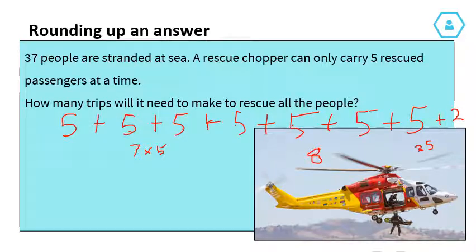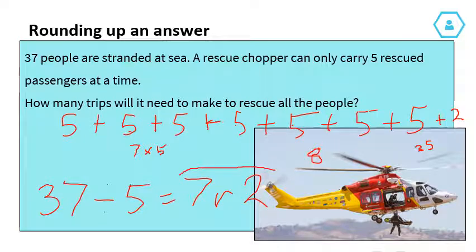So here what we're trying to figure out, let me just write that down, 37 divided by 5 gives us 7 remainder 2. But the 7 remainder 2 here doesn't answer the question. I can't make 7 remainder 2 trips. The remainder 2 here is representing the number of people. It's not representing the number of trips.